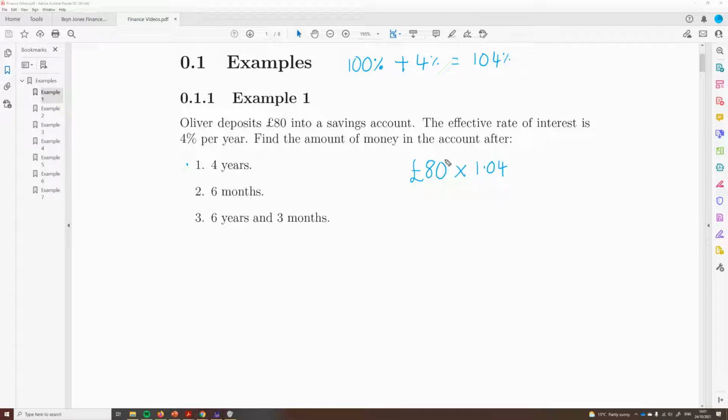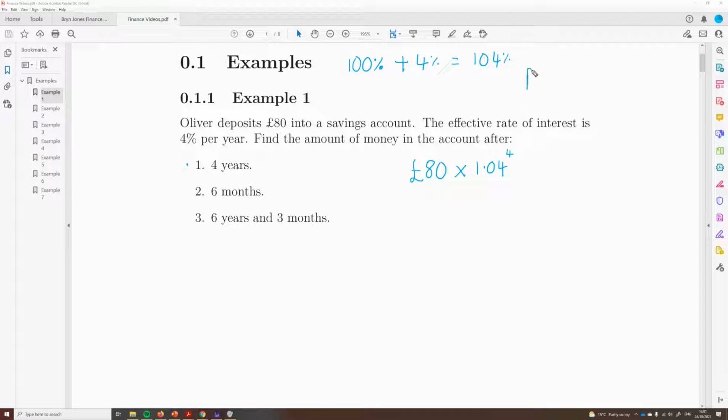And if I type this into my calculator, what that would do is that would raise £80 by 4%. But that's not the question. The question says to do that for 4 years. It wants compound interest for 4 years. So I'm not going to multiply it by 1.04. I'm going to multiply it by 1.04 four times for all 4 years that this money is sitting in that account.